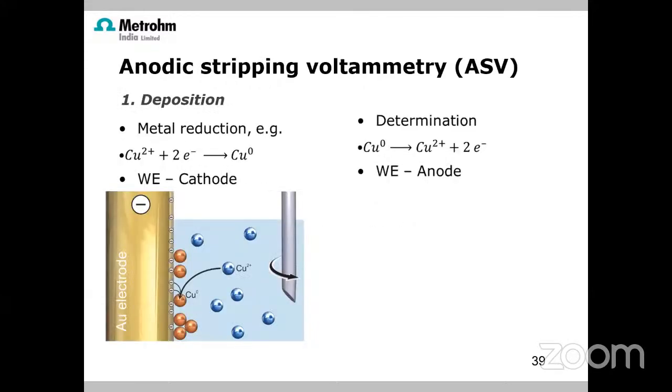So I will show you here. The first step is the cathode, where the mercury electrode is. So I deposit copper ions. You can see here copper is getting deposited as copper metal.